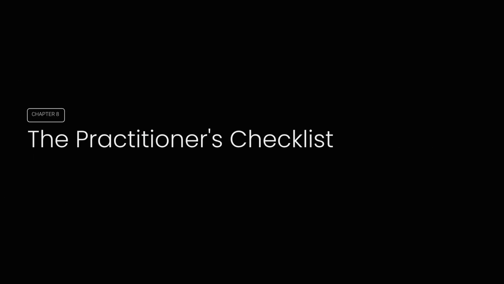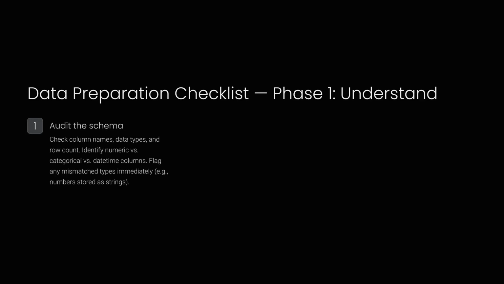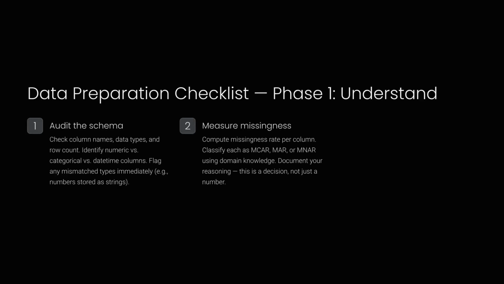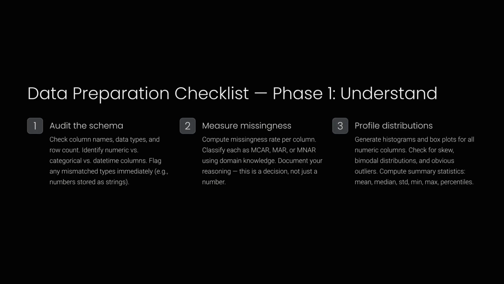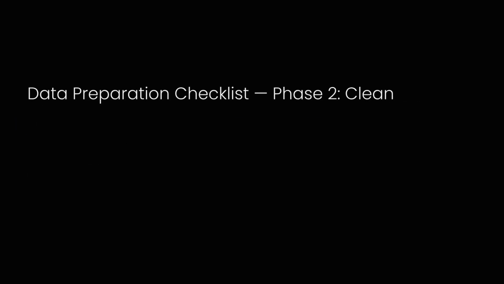This brings us to Chapter 8, the Practitioner's Checklist. This is a repeatable, systematic framework you can apply to any tabular dataset, guiding you from raw ingestion to model-ready features. Phase 1 is Understand. This involves auditing the schema, measuring missingness and classifying its type, and profiling distributions with visualizations and summary statistics to identify skew and outliers. Phase 2 is Clean.